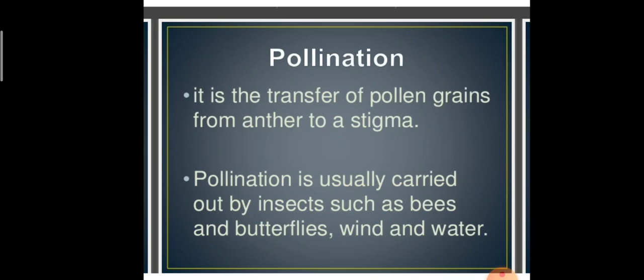Pollen grains are very lightweight. They are present inside the anther, and the transfer of pollen grain from anther to the stigma is known as pollination. Pollination is usually carried out by insects such as bees and butterflies, and by wind and water. These are the main agents which help in the process of pollination.